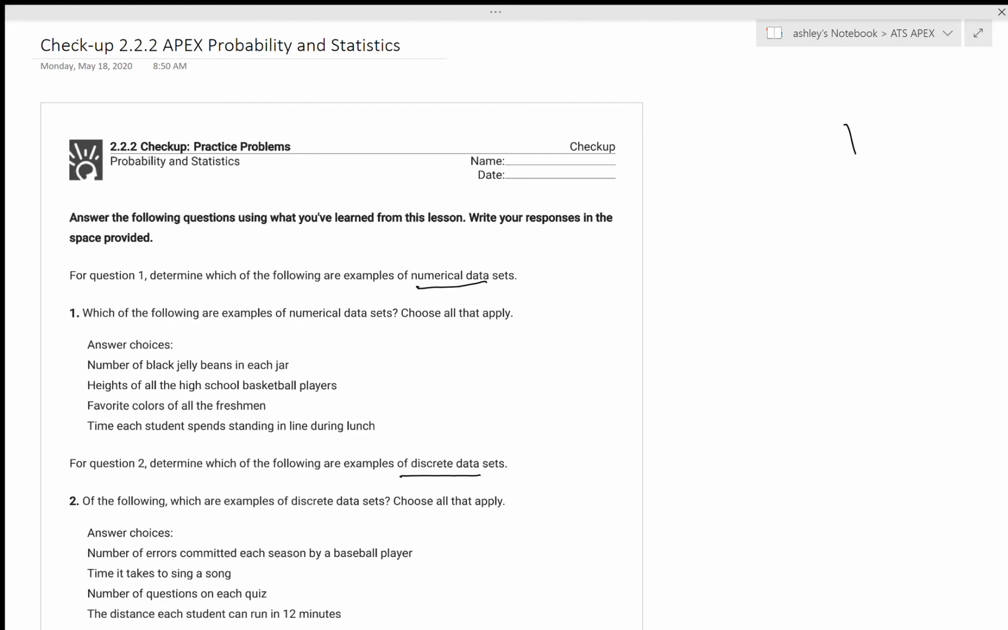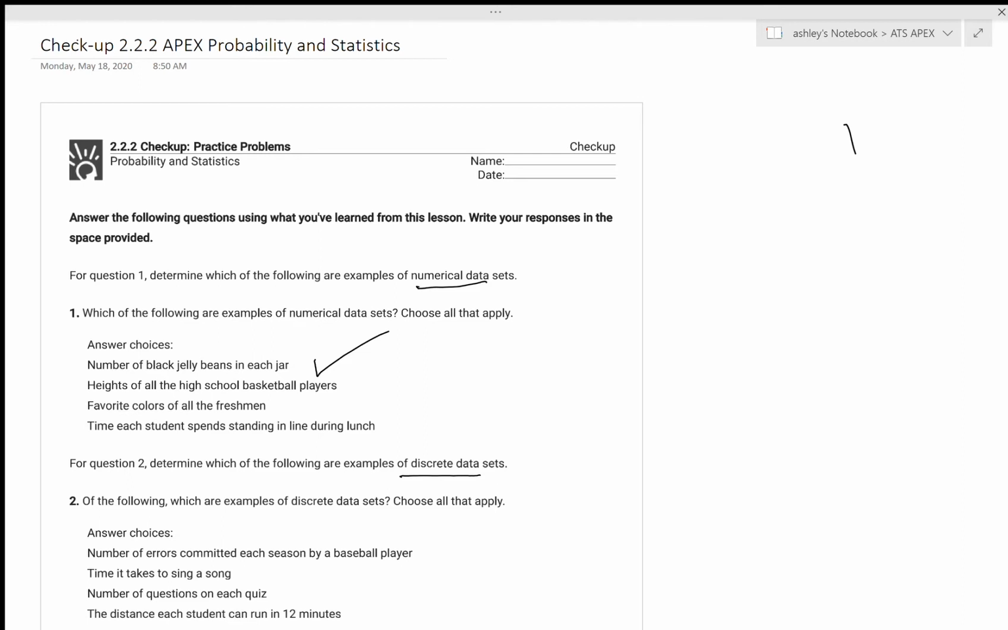There are multiple answers here. The number of black jelly beans in a jar. Well, can you count the number of black jelly beans in a jar? Yes, that is numerical data because it has a number. It's 50 black jelly beans in the jar. Whatever it is, it can be counted.